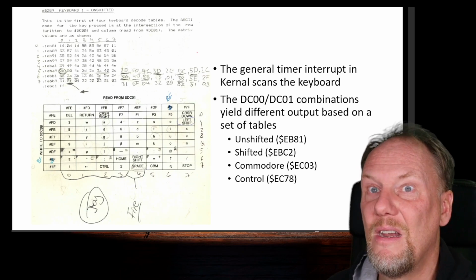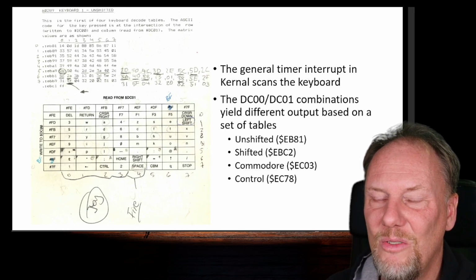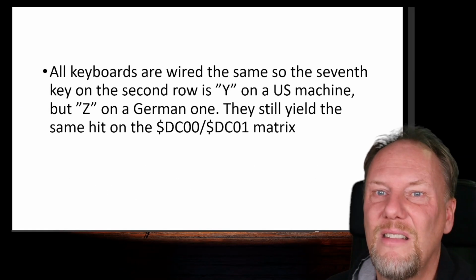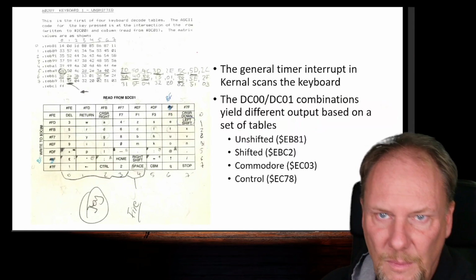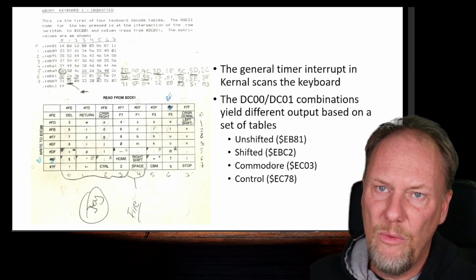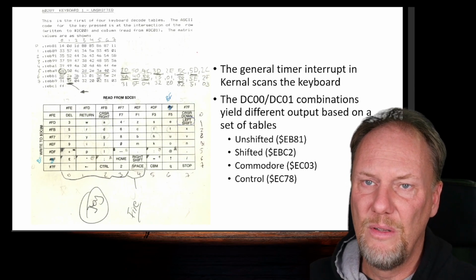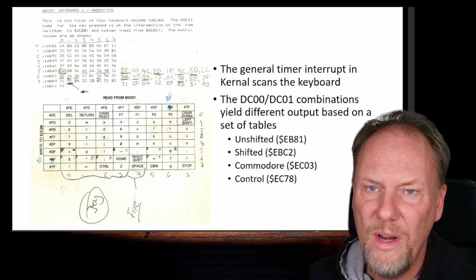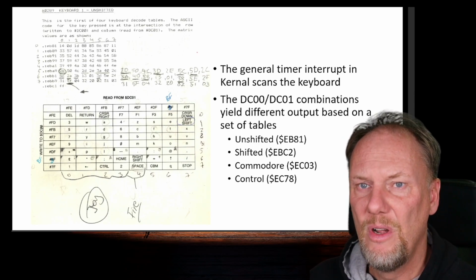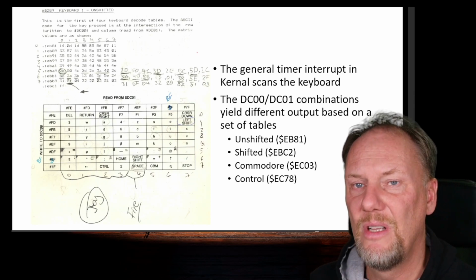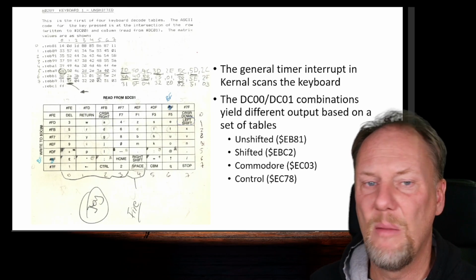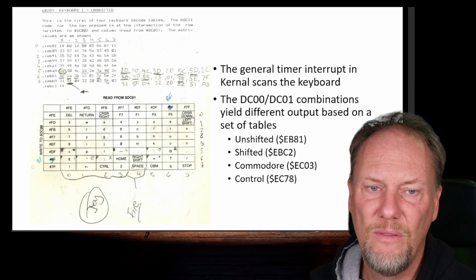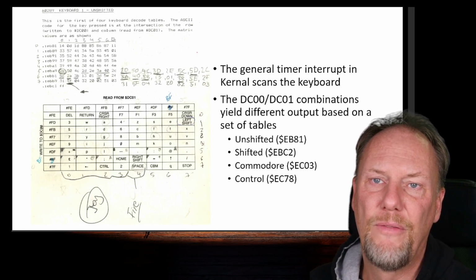So FF in DC02 and 00 in DC03. Was it? Yes, that was it. Right. And here is also where you have the national variants being adjusted. So ensuring that what is the picture on the physical keyboard corresponds to the PETSCII value that the system picks up. You have these tables, and this is the unshifted version from a US keyboard.